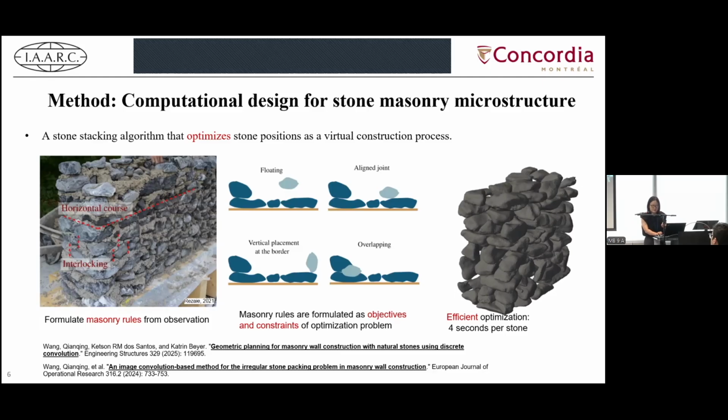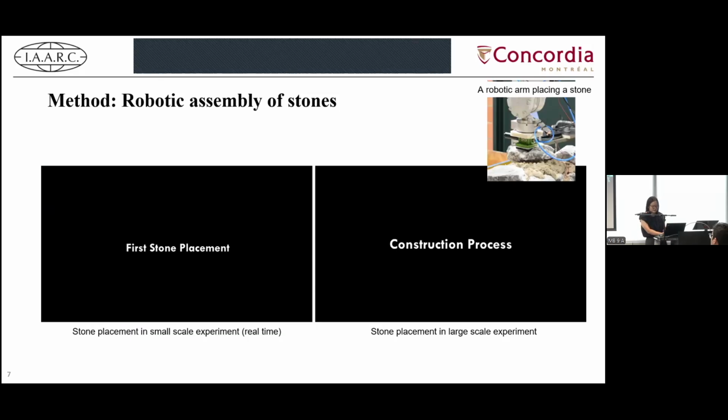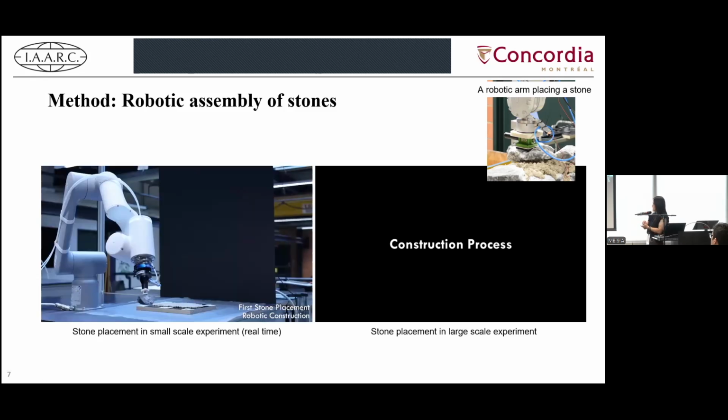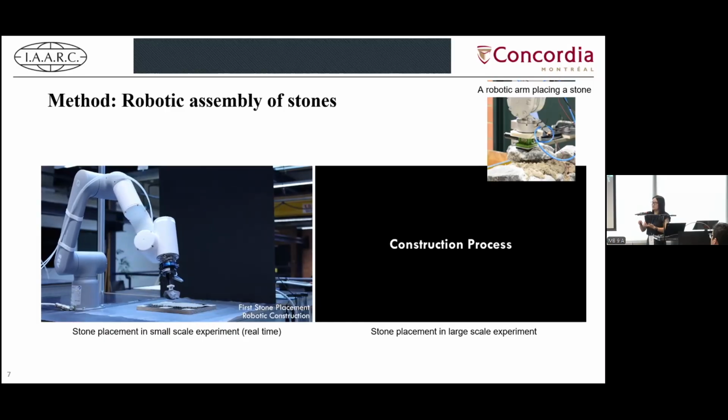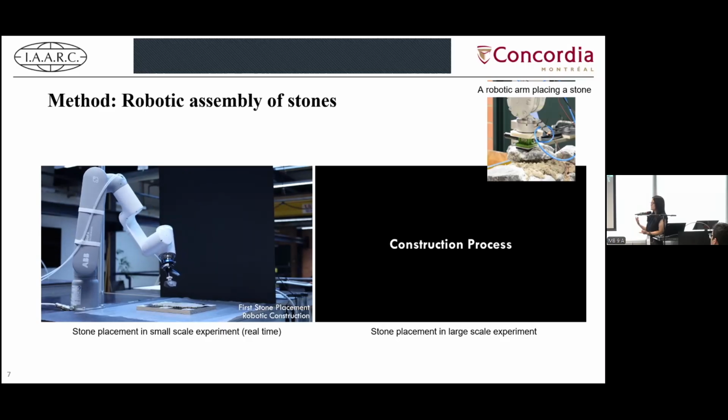Once we have it, we give this plan to the robot, and then it can execute. Here are two construction experiments that we carried out. The first one is on a smaller scale, and the next one on a larger scale. If I can play this. Here we're using an ABB robot. The idea is that we have a suction-based end effector that takes the stone and puts the stone in the place where our computational method suggests.